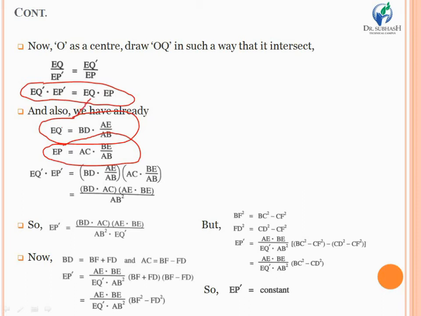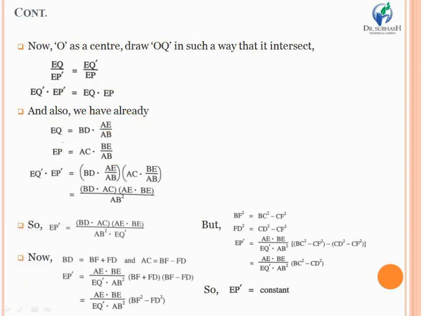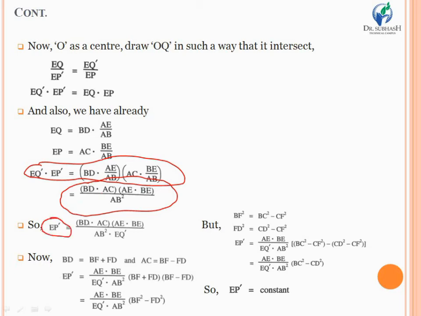So by putting the values of EQ and EP over here, you are getting the new relation, and that relation is EQ dash into EP dash equal to BD into AE upon AB, SE into BE upon AB. By simplifying that relation, you can have the new relation like BD into SE, AE into BE upon AB square. So by converting this relation in terms of EP dash, you will have BD into SE, AE into BE upon AB square into EQ dash. This is what about the link EP dash.